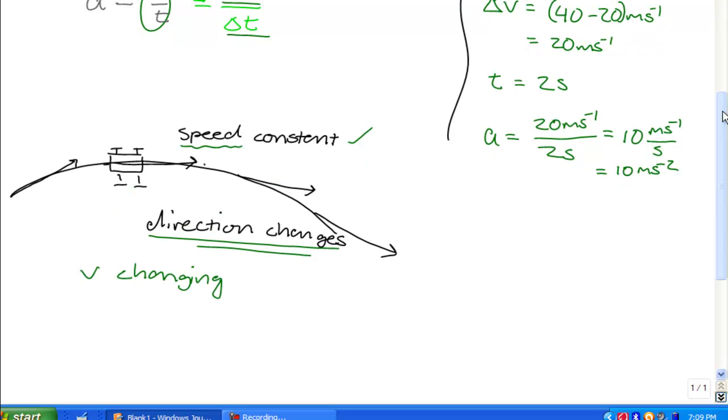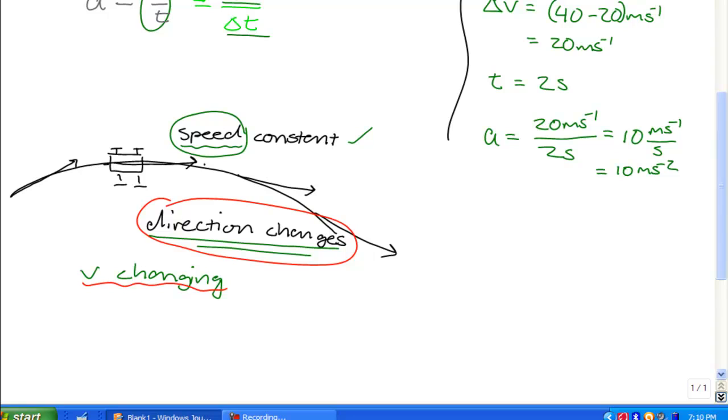And so once an object is no longer traveling in a straight line, once it begins to travel along a curve, even if the speed of the object is constant, once the direction changes, then v changes. And that means that you have acceleration.